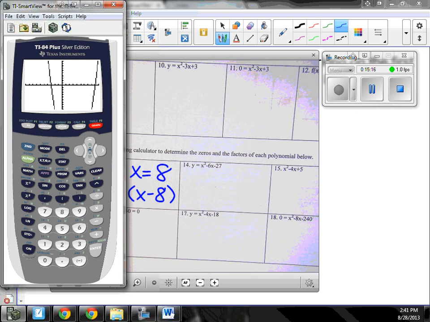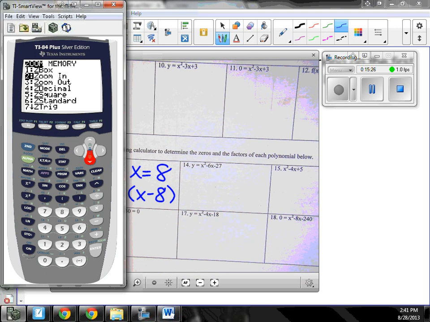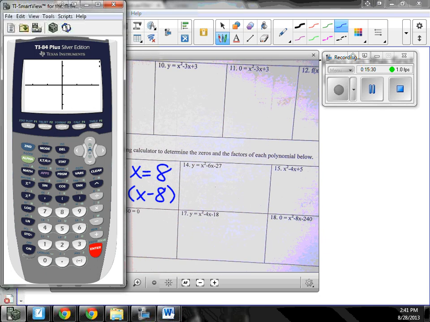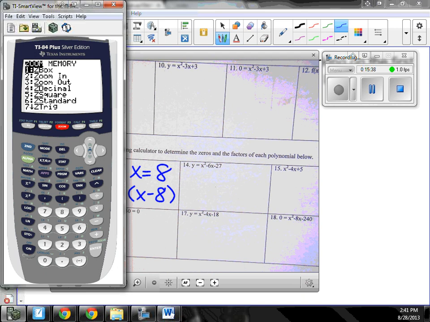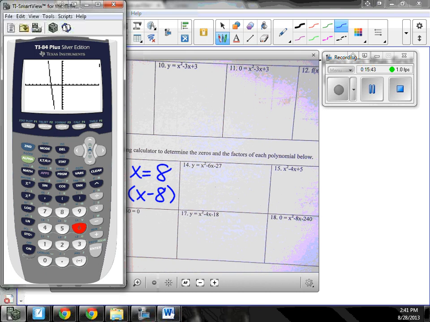Okay, so push zoom 6, and you change your screen back to something else. If you happen to be zoomed in somewhere so that I don't see anything, my window is wrong. So if I push zoom, there are a whole bunch of different options, but zoom 6 is the standard window, and that will take me to the -10 to 10 window.